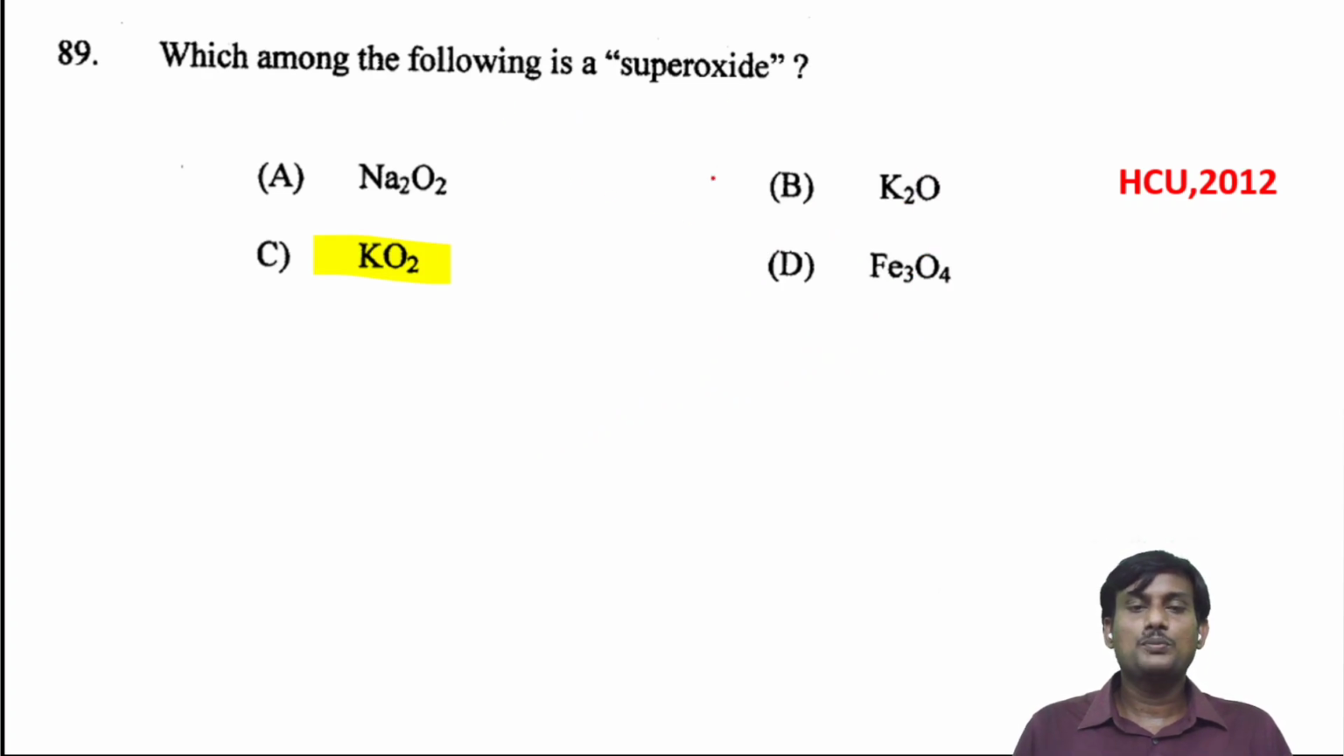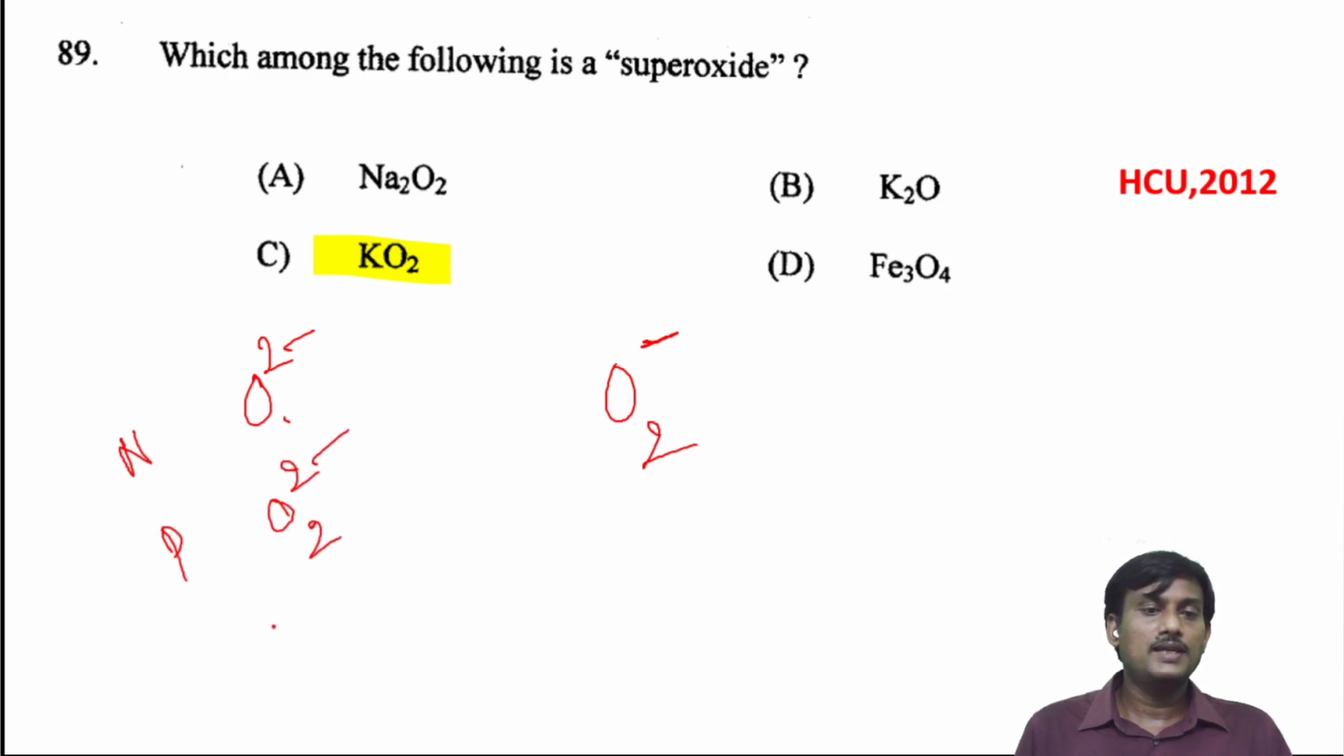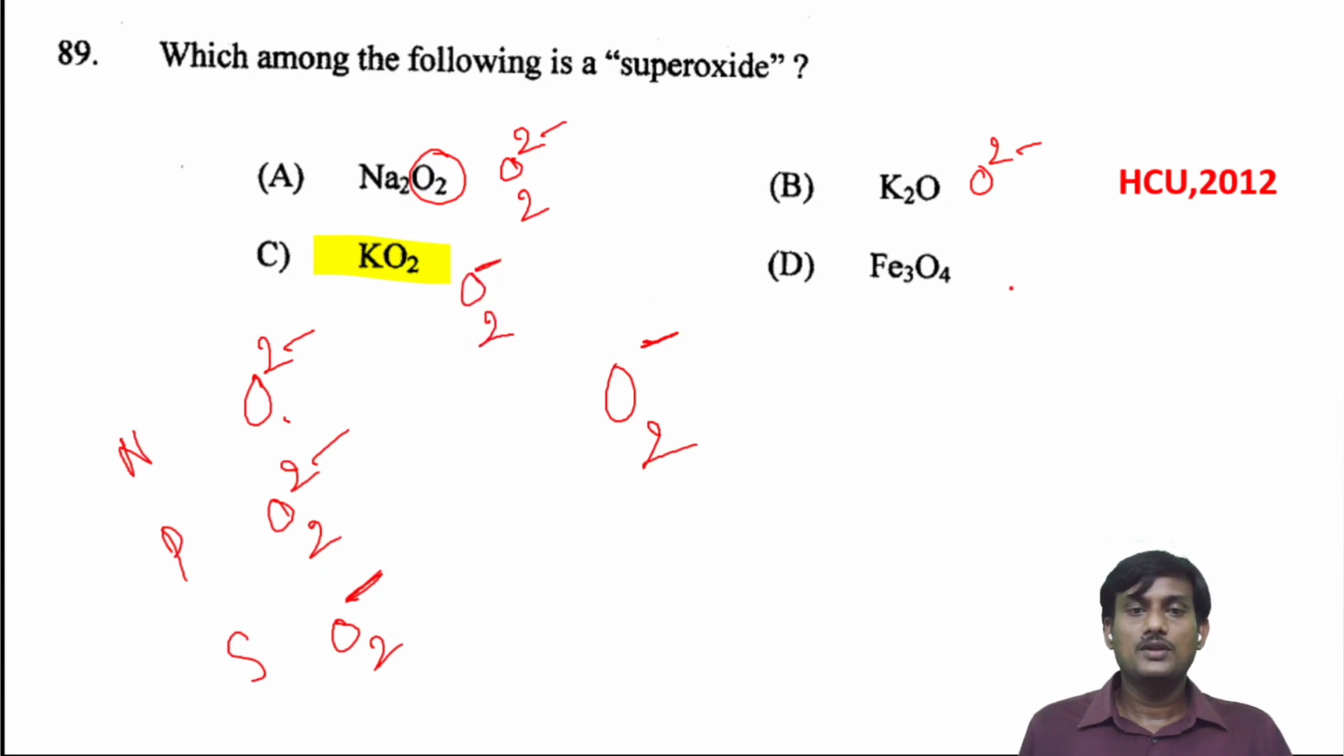Which among the following is a superoxide? We have three types of oxides: normal oxide O2 minus 2, peroxide O2 2 minus, and superoxide O2 minus 1. Here we have O2 2 minus, it's a peroxide, and this one is O2 minus 2, it's a normal oxide. This one is O2 minus, it's a superoxide. This one is the mixed oxide, a mixed oxide of FeO and Fe2O3.